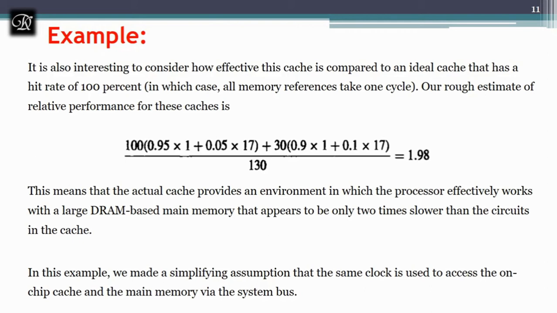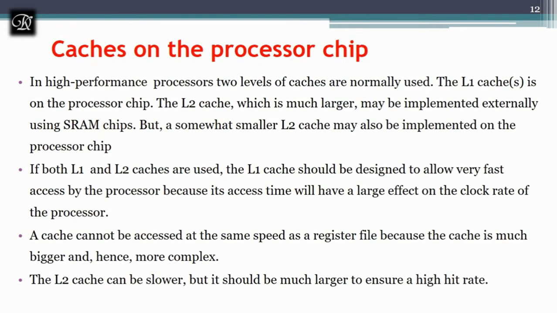In this example, simplifying assumptions are made that the same clock is used to access the on-chip cache and the main memory. Here all the things are synchronous, and the transmission time from processor to RAM and from RAM to cache is the same. We have considered the ideal case. Next we'll see cache on the processor chip. So let's have a level 2 cache.